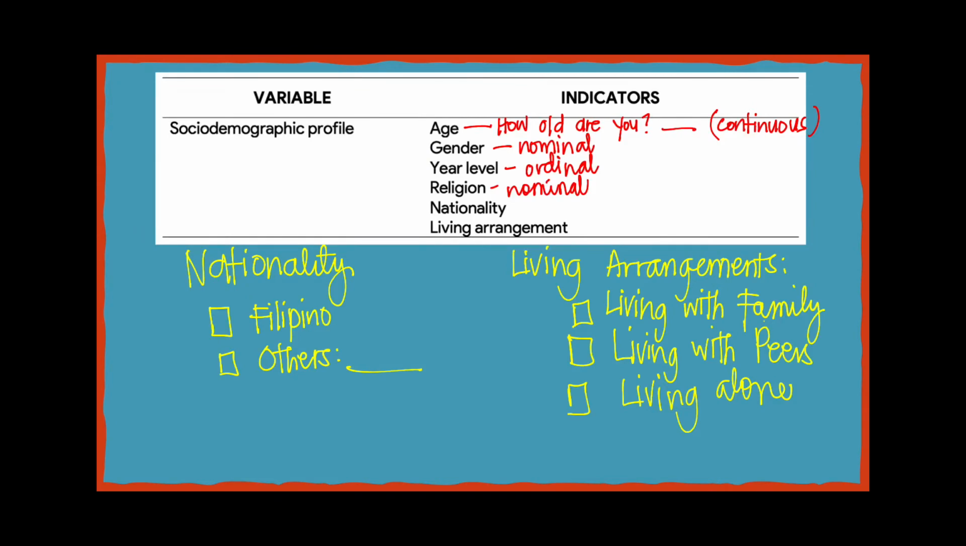Okay, so if you notice, as we are updating our different indicators and assigning them with questions, I'm also updating here and assigning a specific scale of measurement based on how we ask these indicators. For example, for age, it is a continuous variable. For gender, it's a nominal variable. For year level, it's ordinal. For religion, it's nominal. So now let's move to the next two.